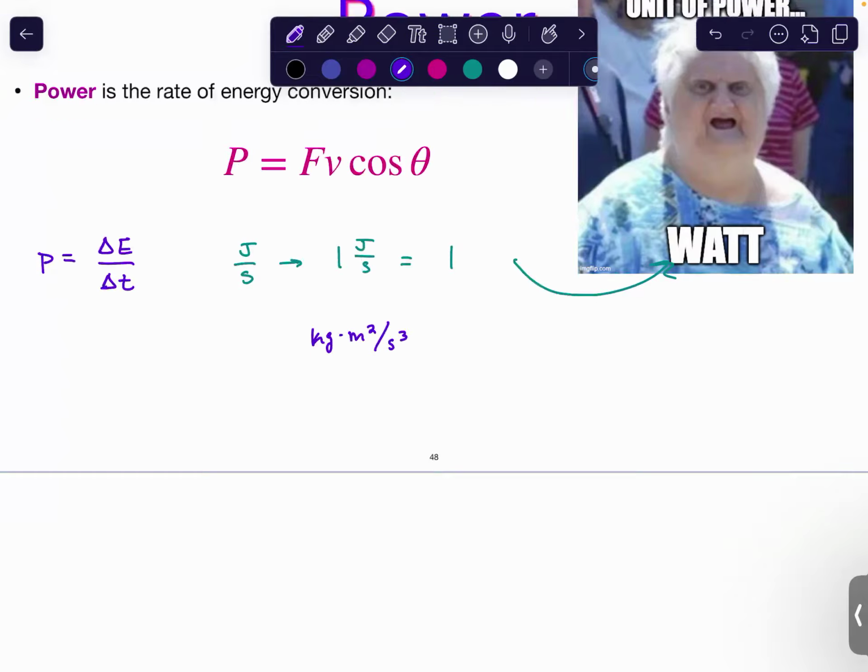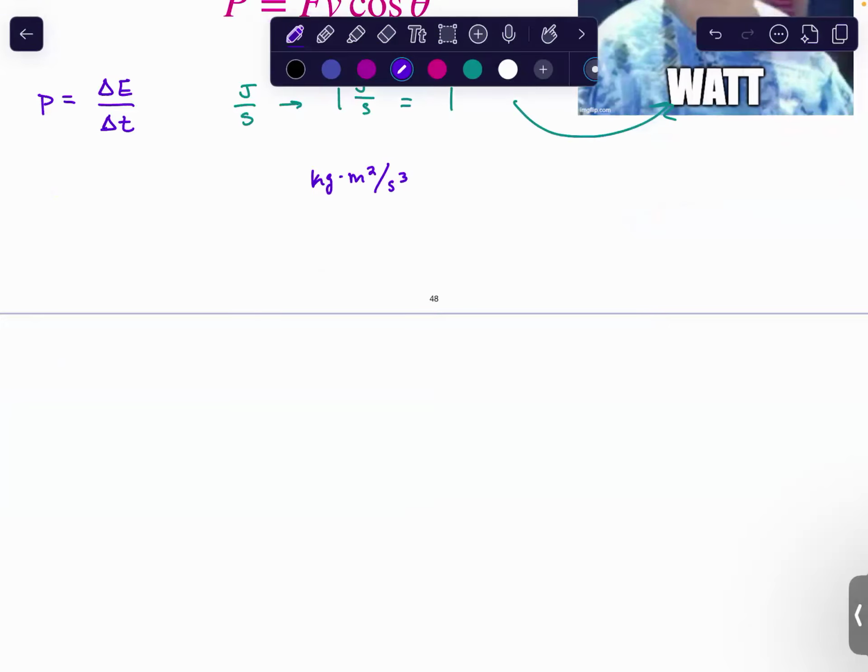So what's the way we've been calculating energy? So power, since it's energy over time. What's the way in this chapter we've been calculating energy? So what's another way we can write power? The work. So power is going to be work delivered over a certain amount of time.